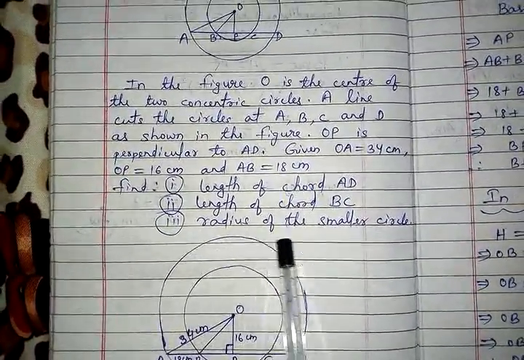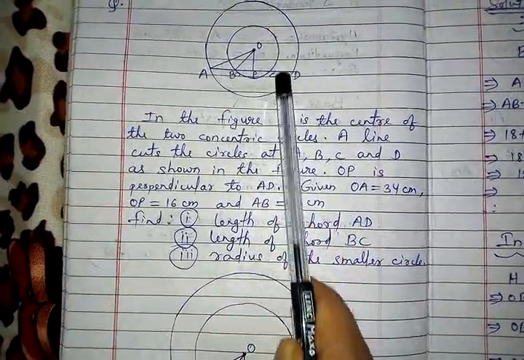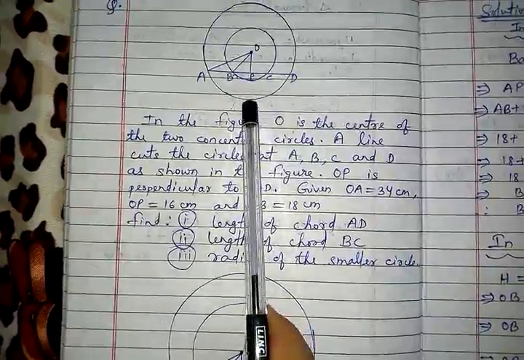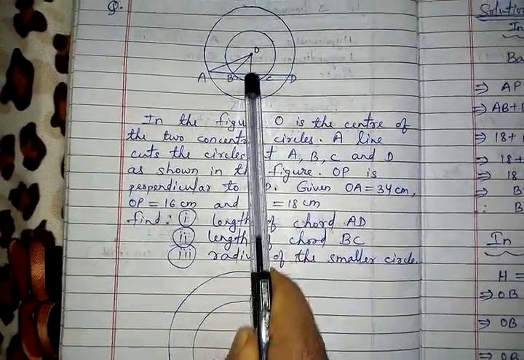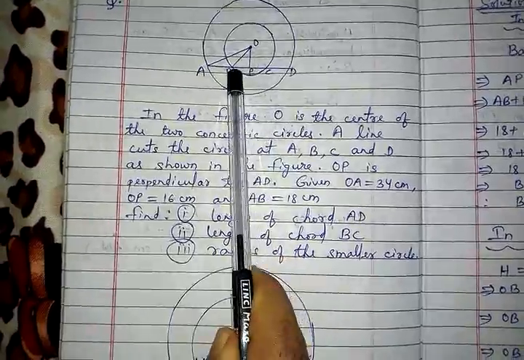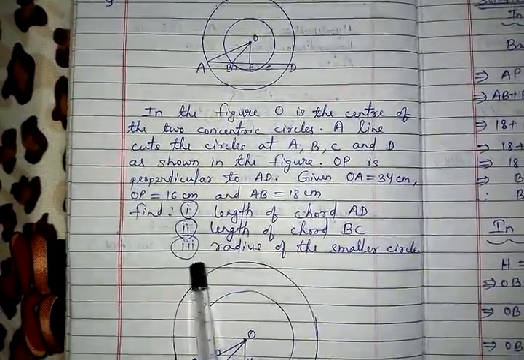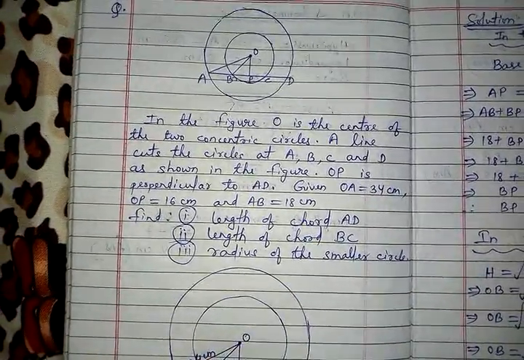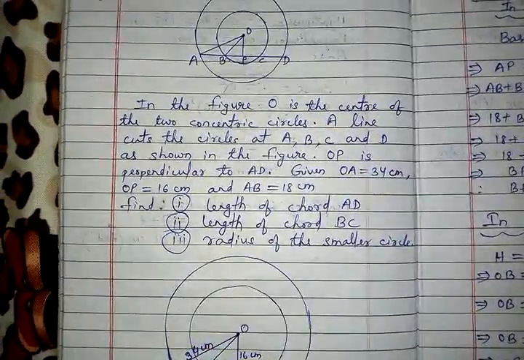Next, number 3, radius of the smaller circle. That is the smaller circle, and the radius here is OB. One more good news, children, if I know BP, I already know OP, and with the help of BP and OP, I can find OB. That is the number 3 answer. So if I get BP, I am getting all the answers. So first my target is to find BP.